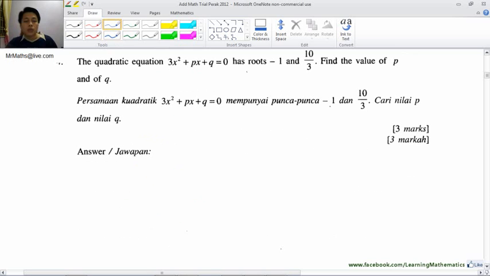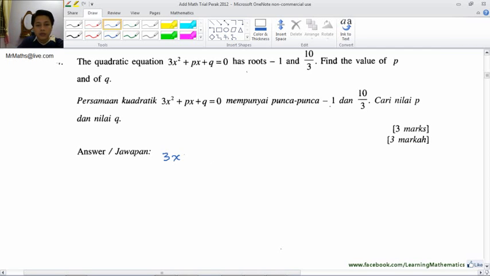The quadratic equation 3x squared plus px plus q is equal to 0 and has roots minus 1 and 10 over 3. Find the value of p and q. Interesting question. This carries 3 marks. Okay then. So take a look at the roots there.